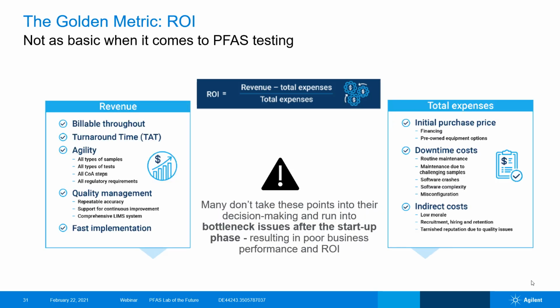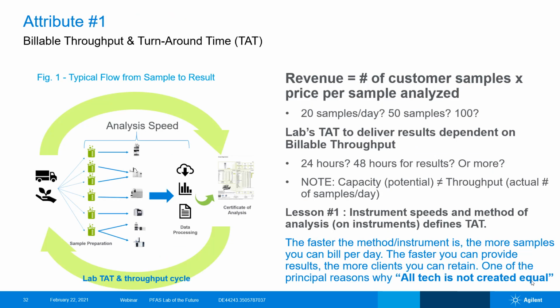Alright, and so with that, what we've done is we've divided it into 7 attributes that the lab of the future thinks about when they're talking about a return on investment. The first attribute is the billable throughput and turnaround time. As I mentioned to you, and the figure on the left shows, the PFAS lab of the future is going to be doing a number of different PFAS testing, on an LC-MS, on an LC-Q-TOF, on a GC single quad, a GC triple quad, and then also a GC and an IC as well, and other instruments.